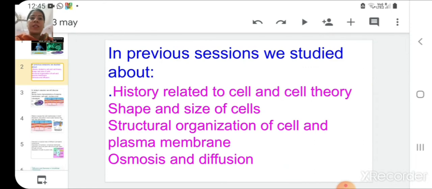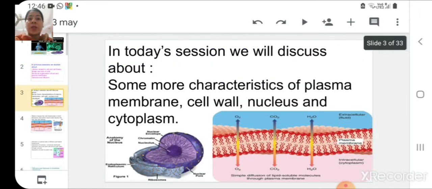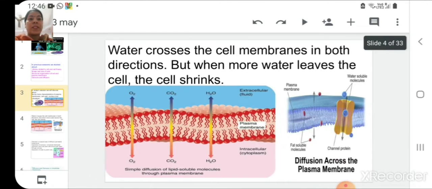In the previous session, we studied the history of the cell, including cell theory and the contributions of various scientists to increasing our information about the cell, the shape and size of cells, and the structural organization of the cell. We also learnt about the plasma membrane and the osmosis and diffusion processes. In today's session, we are going to study some more characteristic features of the plasma membrane, cell wall, nucleus, and cytoplasm. So let us begin.